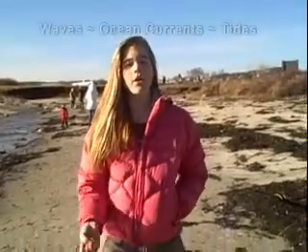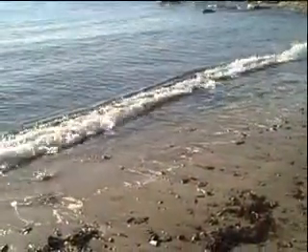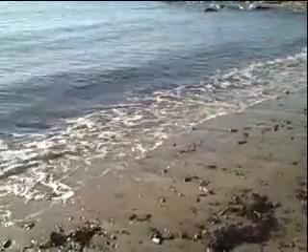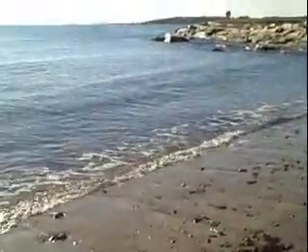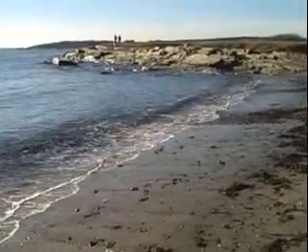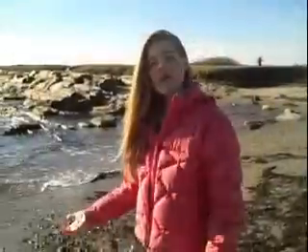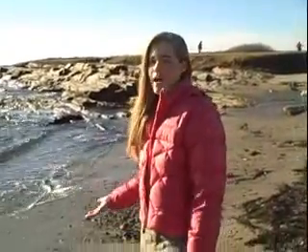Now let's go over the factors that change our beaches. The three major causes are waves, ocean currents, and tides. Let's talk about wave formation. Waves are formed when wind blows over the sea surface and the wind's energy is transformed to water. As waves move towards the shoreline, they break up, and the turbulent energy stirs up and moves the beach sand. The higher the waves, the more energy is available for sand movement. As waves enter shallow water, they slow down, grow taller, and change shape.